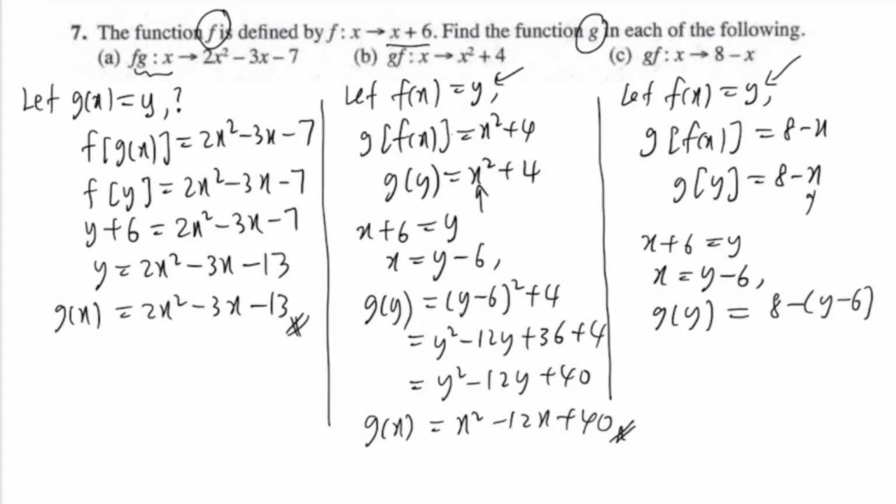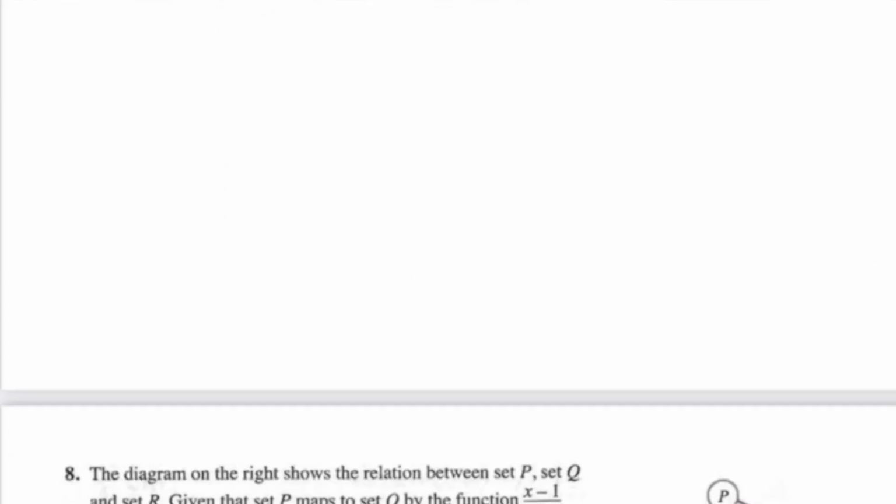So when you expand the bracket, you should get 8 minus y plus 6, which gives us 14 minus y. So therefore g(x) is 14 minus x. Yep, that is your number 7. Okay, let's move on to number 8.